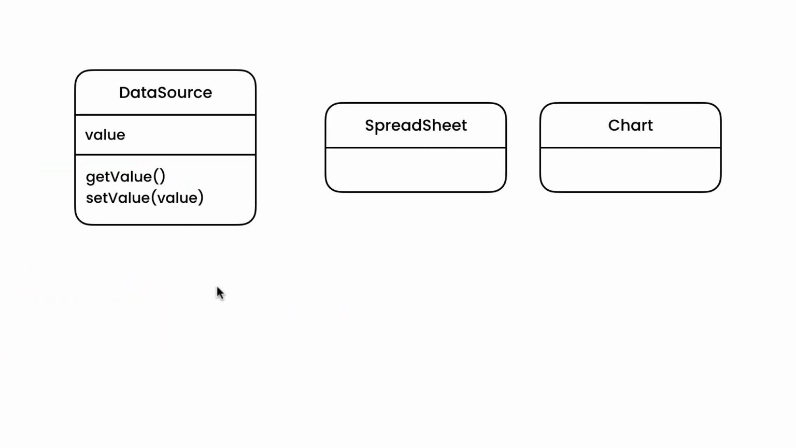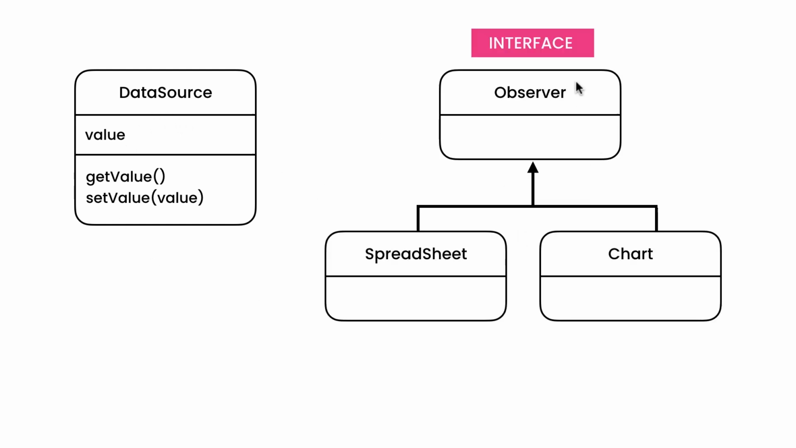Here are the classes we have created so far: data source, spreadsheet, and chart. We want the data source to talk to these classes, but without being tightly coupled to them. So we should have these classes implement a common interface and have the data source talk to that interface. So we introduce a new interface called observer and have the data source talk to this observer interface. This follows the open-close principle because we can extend our application by adding new classes.